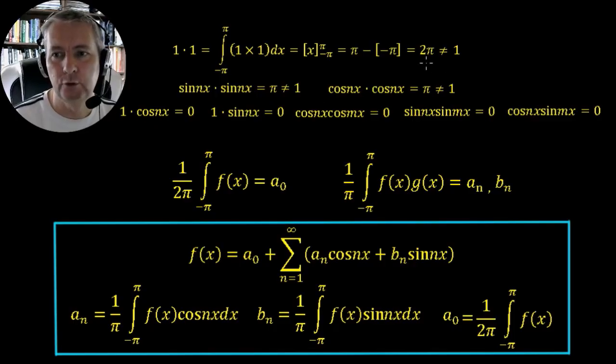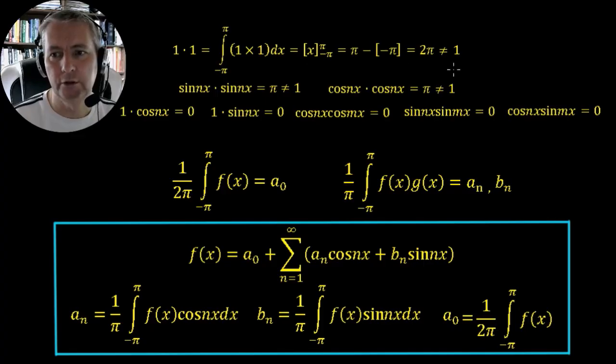But we've got a value of 2 pi, so that's out by that factor, but that doesn't matter, we can deal with that in a minute. And we also wanted sin nx dot sin nx to equal a value of 1, but it doesn't. It turns out it equals pi. And cos nx dot cos nx, we wanted a value of 1, but it ends up equaling pi as well. And all the rest of them are equal to 0 as was required.